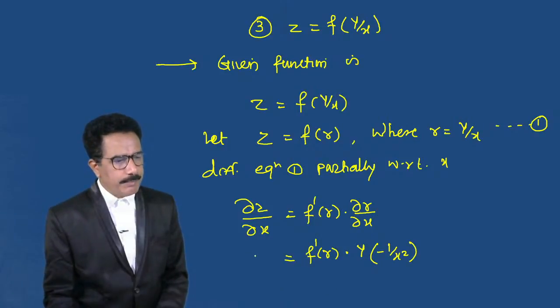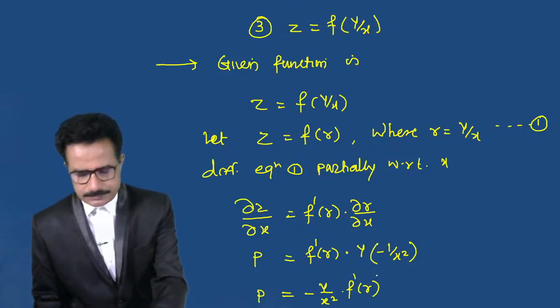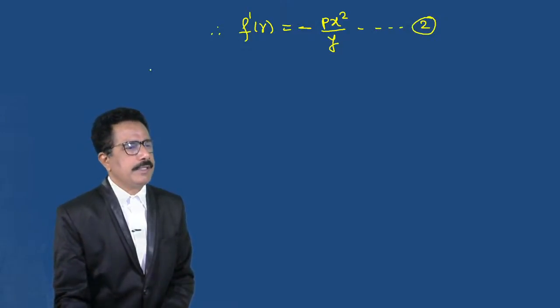So this is suppose p. So we can write p is equals to minus y divided by x square into f dash of r. So we can write f dash of r, which is equals to minus px square divided by y. Suppose this is equation number 2.